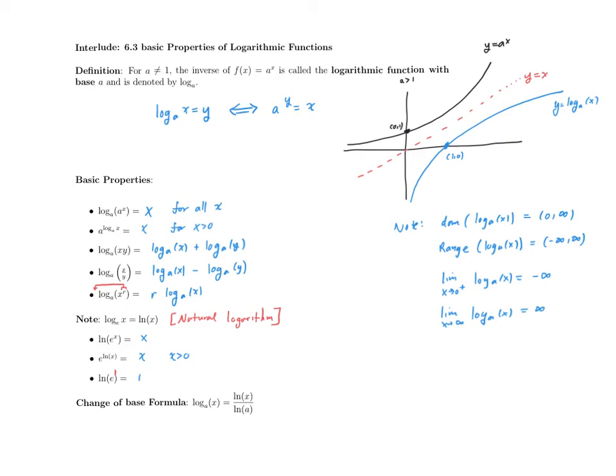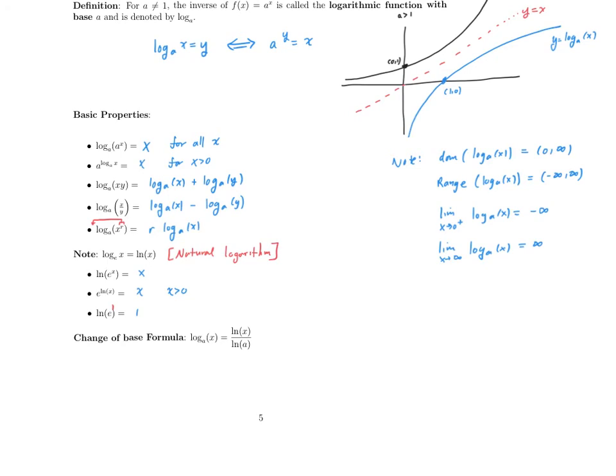When it comes to working with logarithmic functions, the natural logarithm is the most convenient. That is to say, e is the most convenient possible base. And there is a change of base formula that allows us to rewrite a logarithm base anything in terms of the natural log. And I want to point out why this is so convenient.